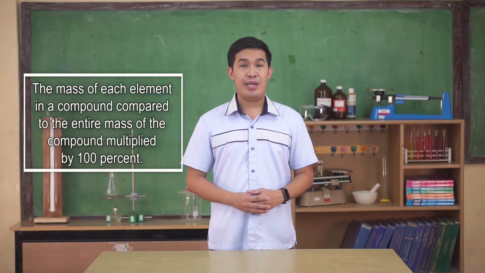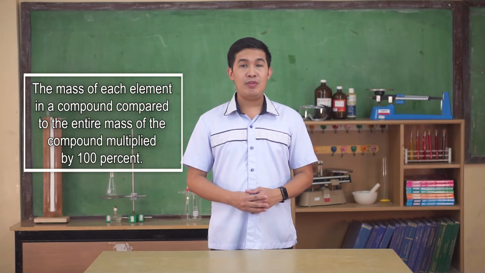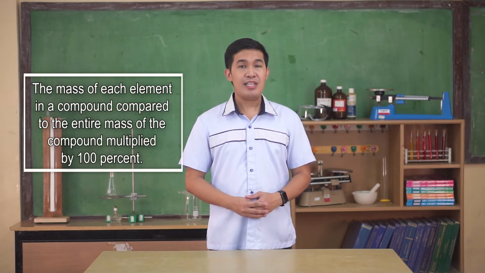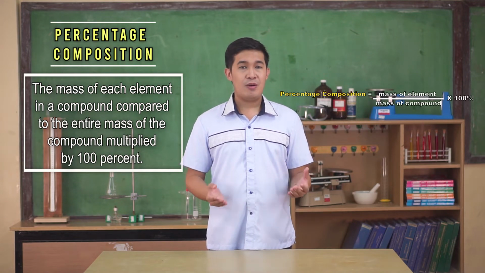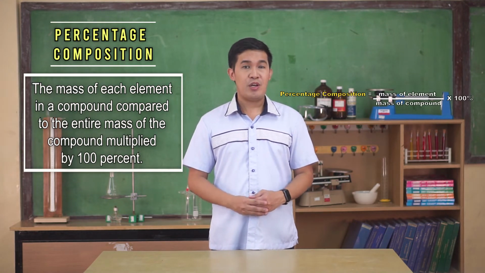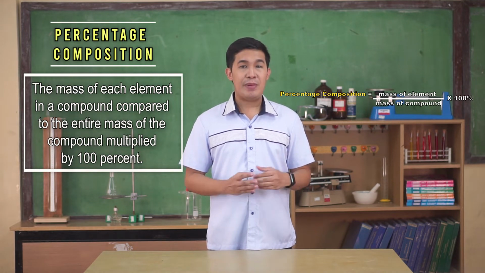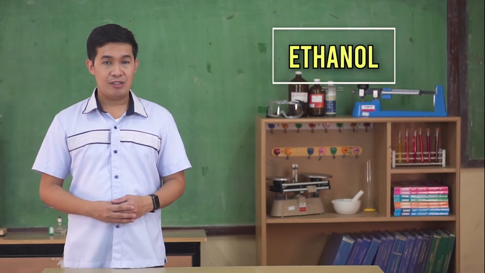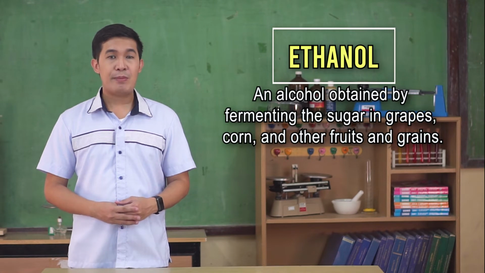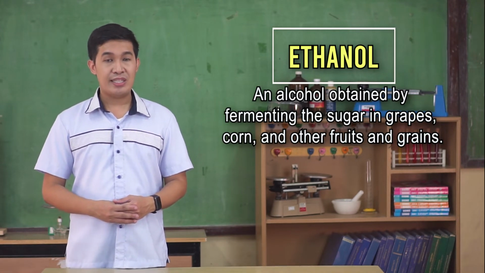Mass of each element in a compound compared to the entire mass of the compound multiplied by 100% is called the percentage composition of the compound. So, the percentage composition of a compound tells you the percentage of the mass made up by each element in a compound. We will illustrate this concept using the compound ethanol, an alcohol obtained by fermenting the sugar in grapes, corn, and other fruits and grains.